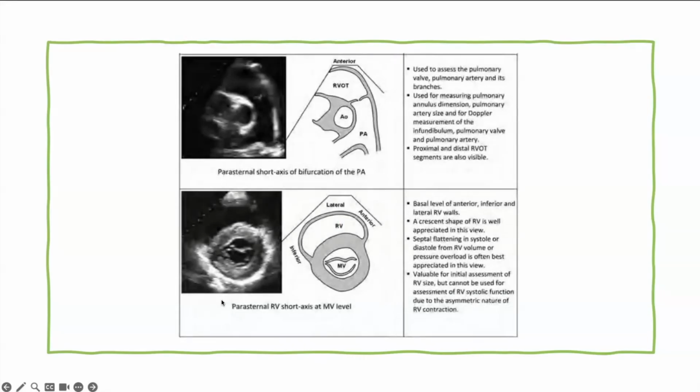So then looking at the parasternal short axis, this is probably our best spot to be able to measure the distal RVOT, measuring it just proximal to the pulmonary valve.